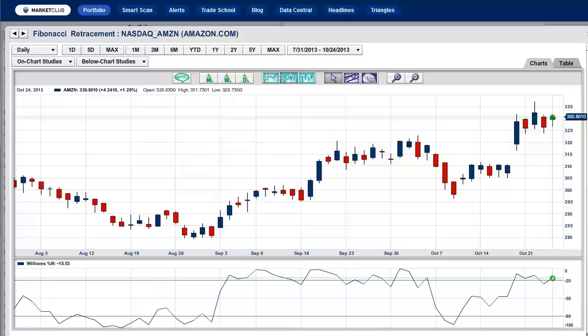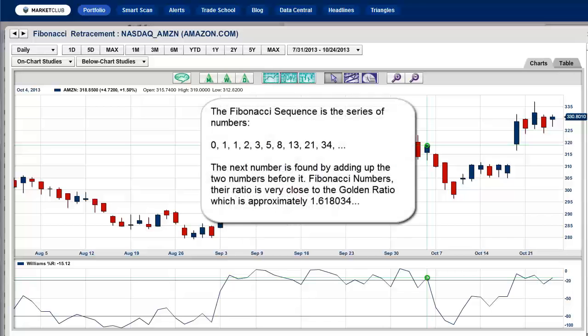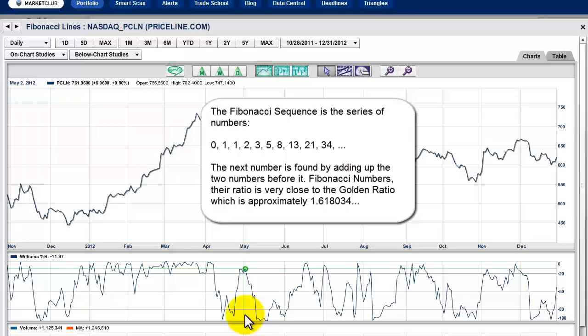A lot of technical indicators we use today were really born out of the 1970s and some even at the turn of the century. But this indicator finds its roots in 12th century Italy. It was discovered by Leonardo Fibonacci, who is credited with bringing an amazing set of numbers into the Western world. The Fibonacci sequence is the series of numbers where the next number is found by adding up the two numbers before it.